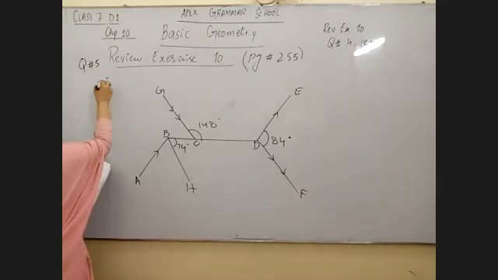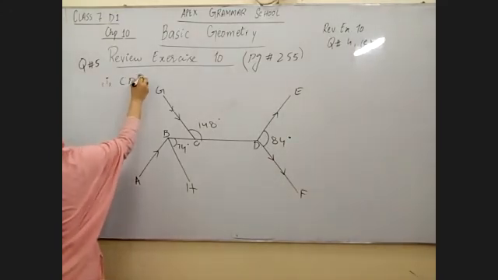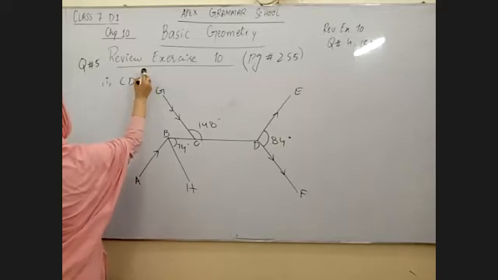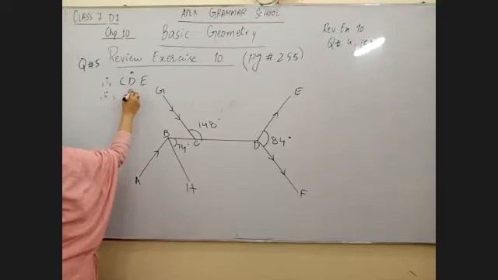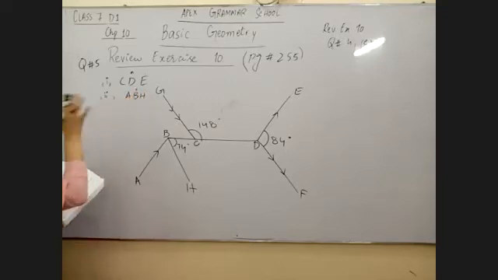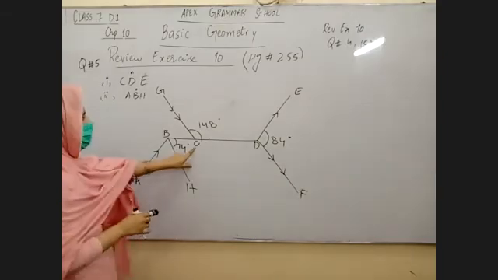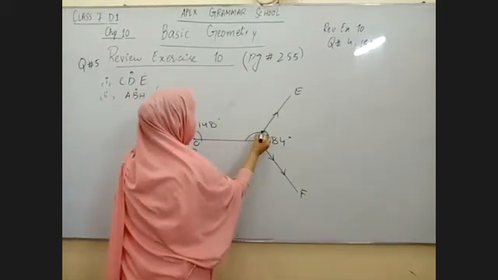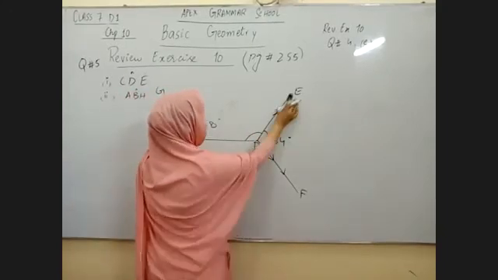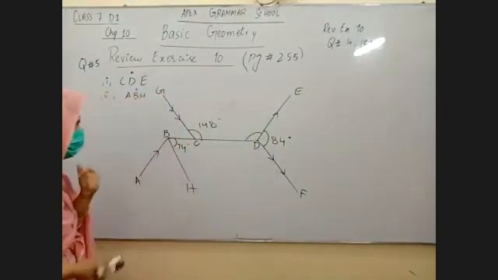The first one you need to find is CDE. And the second thing that you need to find is ABH. It's a little tricky diagram, but it is very easy actually. So first you need to find CDE. We need to see where CDE is. C, D, this is D and E. We need to find out this angle, C, D, E.